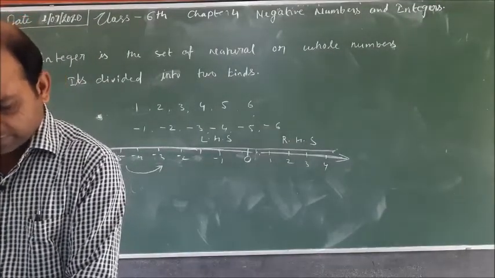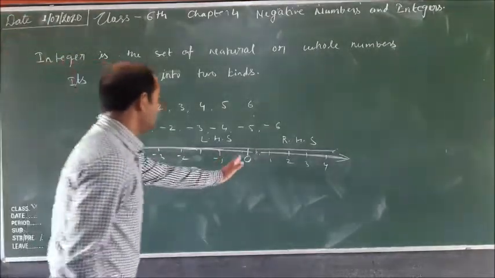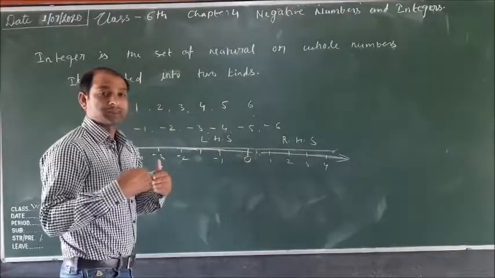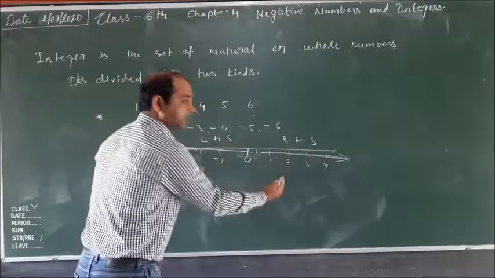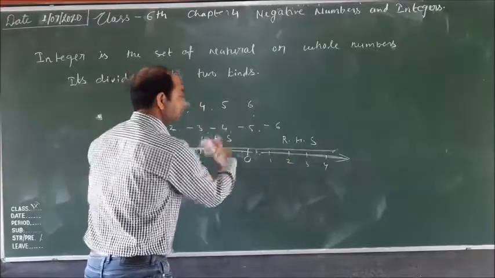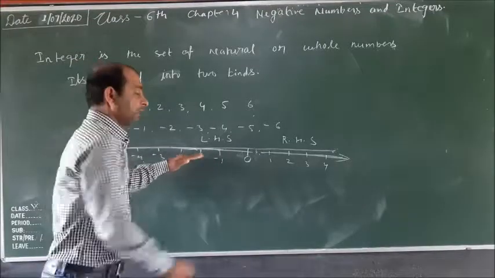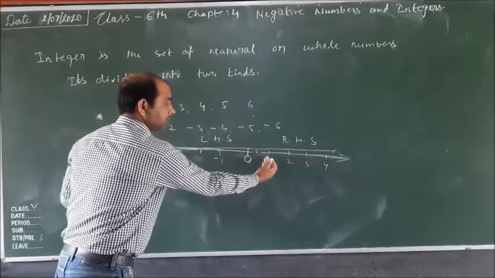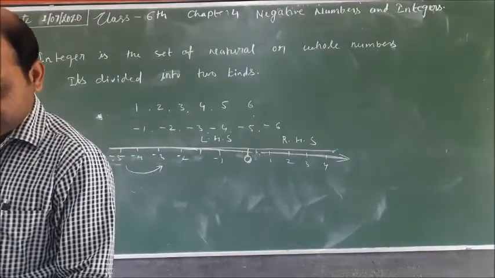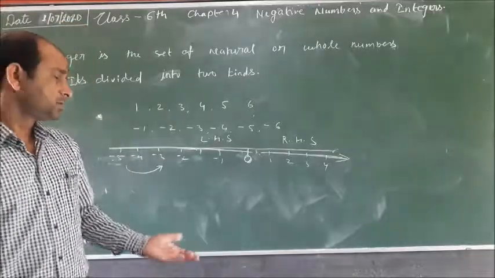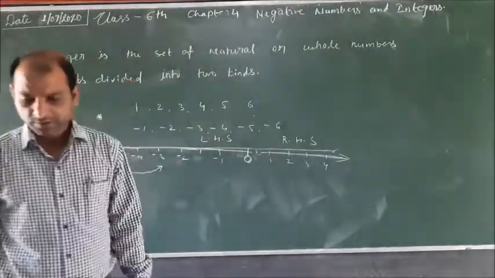Next: 0 is to the left of every negative number. This statement is also false. Why? Because 0 is on the right hand side, not the left hand side, of the negative numbers. So these are negative numbers and 0 is here. So this is the right hand side. Next: the opposite of 0 is 0. Yes, this statement is true. The opposite of 0 is 0.